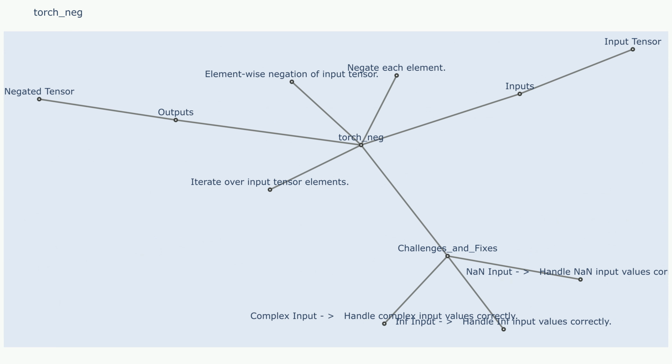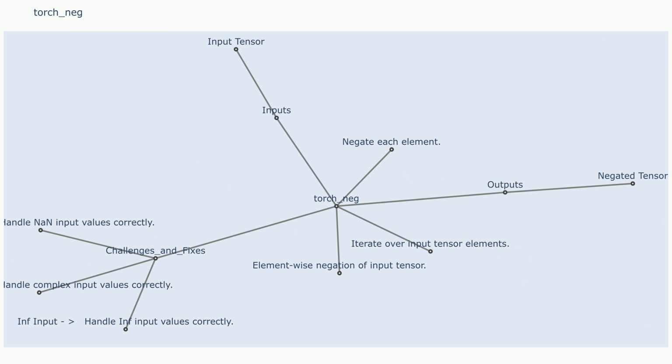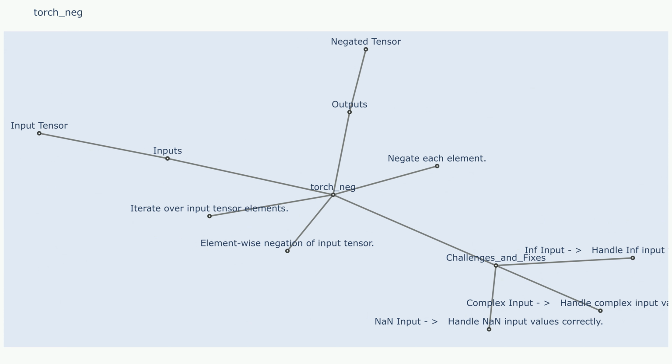Steps. Step 1: The function iterates through each element in the input tensor. Step 2: For each element, it performs the negation operation, changing the sign of the element. Step 3: The function assembles the negated elements into a new tensor with the same shape as the input tensor.